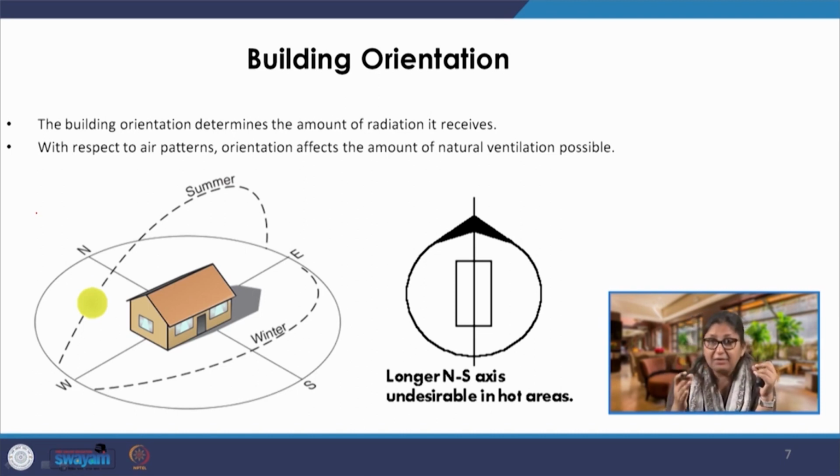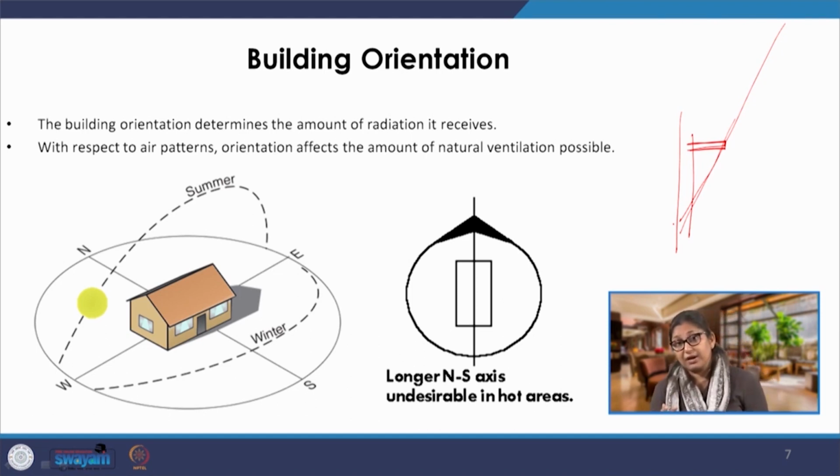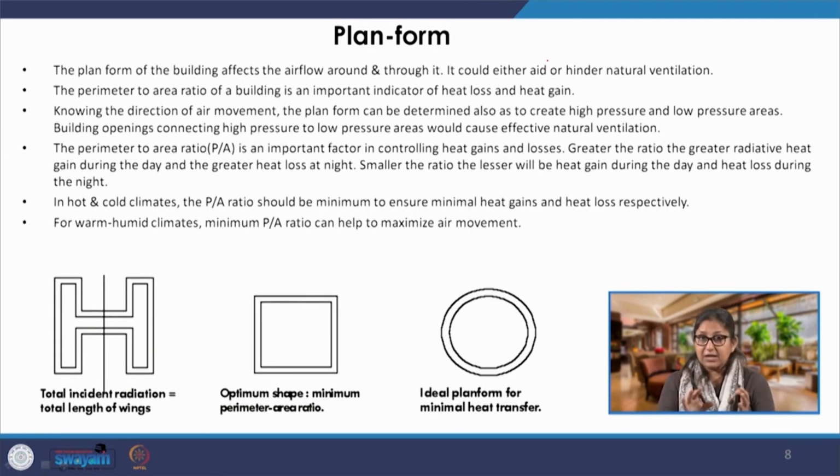While if we have the longer side of the building facing north and south, which means that the longer axis is aligned along east and west, in that case the entire north facade is cut off from the direct sun in the northern hemisphere, and for the south, since the sun is at a higher altitude, if the building has a small projection like a chhajja, we can cut off almost the entire sun that is coming from the south. So, depending upon where we are and what our requirement for radiation is, we will decide upon the building orientation first. After that, we choose plan form.